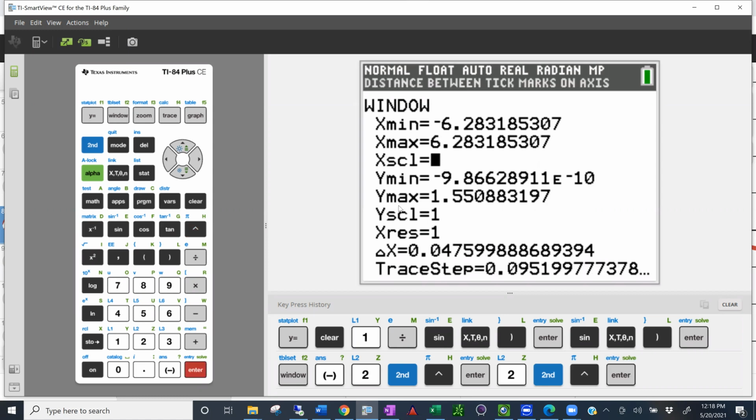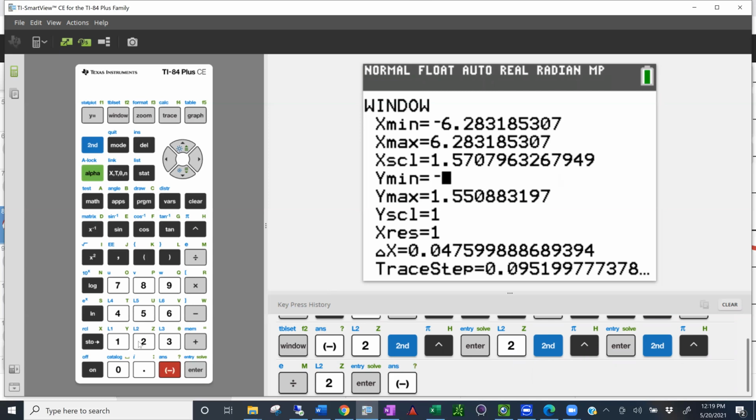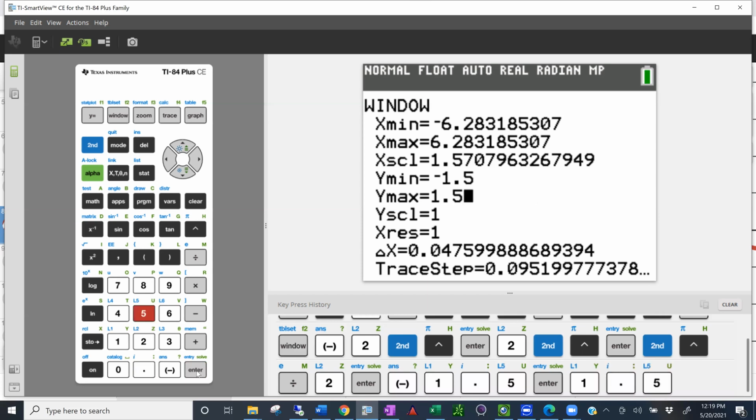It might be helpful to make your tick marks at specific units, like maybe pi or pi over 2. It's up to you. I'm going to do pi over 2 in this case. So I'm going to put tick marks on the x-axis at units of pi divided by 2. And that's just going to help me count special points. For the y-axis, I'm not going to hit the zoom fit key because it's probably going to squish things too much. In my case, I'll just go from, say, negative 1.5 on the y-axis to 1.5 again on the y-axis, scale of 1.